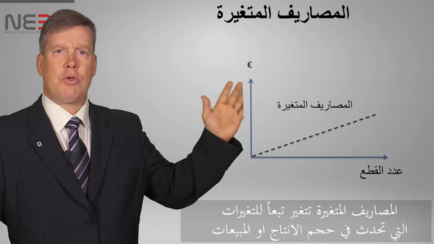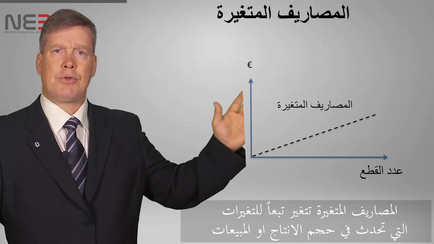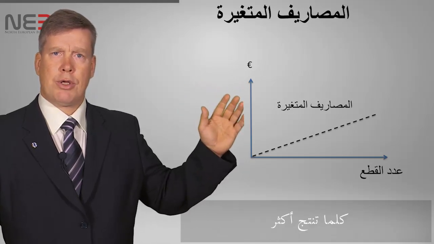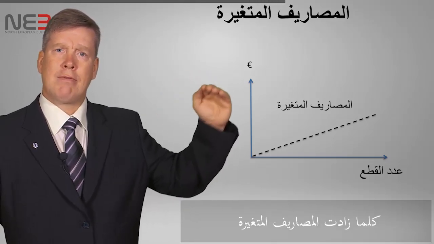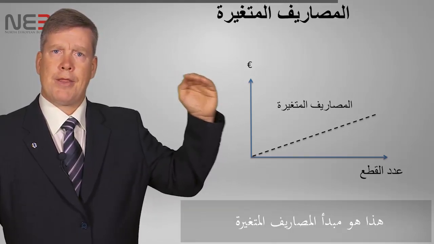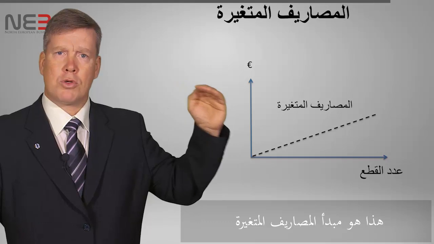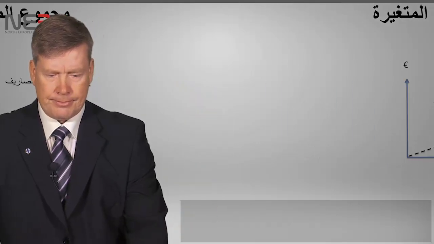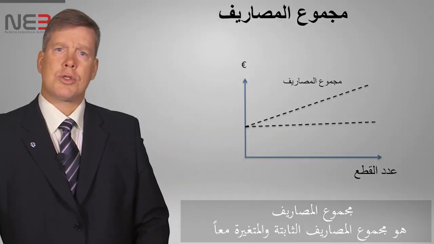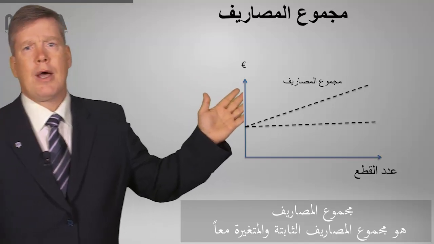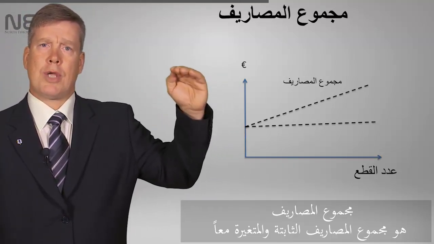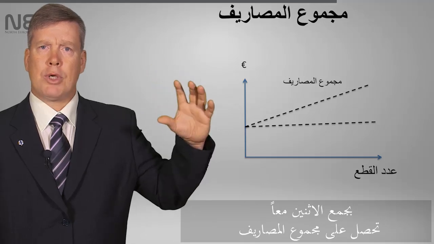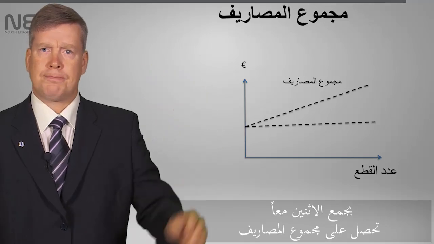Variable costs, like you can see, change according to your sales or production. The more you produce, the more you sell, the more variable costs you have. That is the principle of variable costs. Total costs, as you can see, are calculated by adding fixed and variable costs together. When you put them together, you get the total costs.